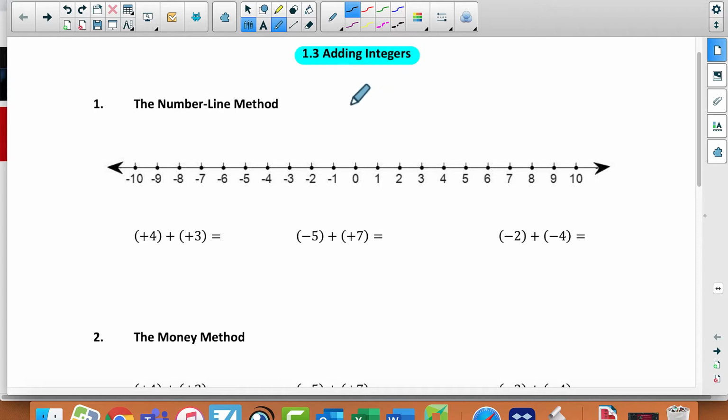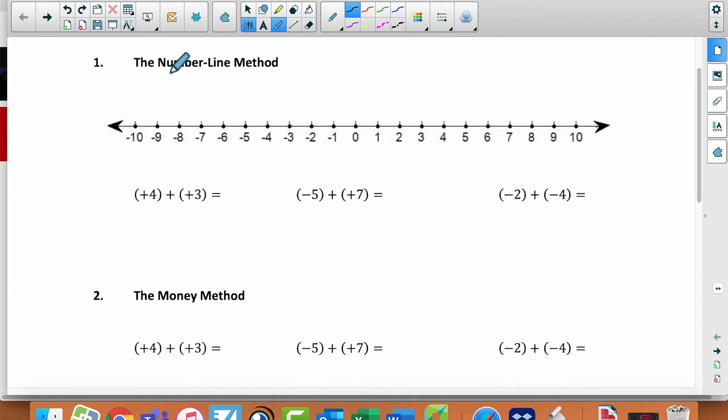So if the first method, the number line method I'm going to talk about, just rings true for you, then don't worry about any of the others. Or if you like the money method, which I'm going to talk about, then just stick with that one. Or if you have your own method, you don't like any of my methods, then stick with that, as long as you've got something that works.